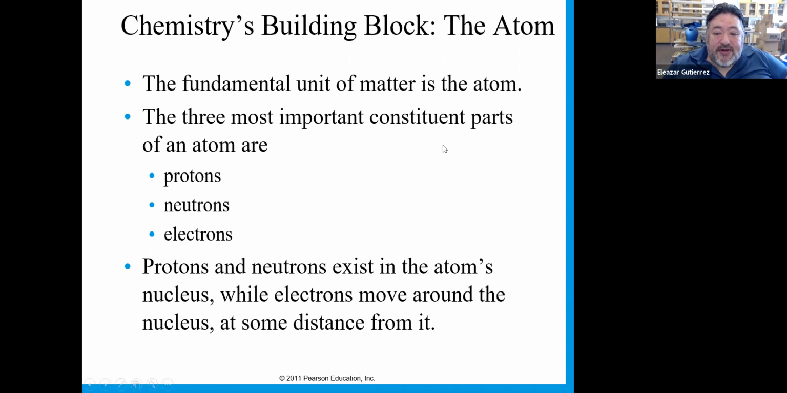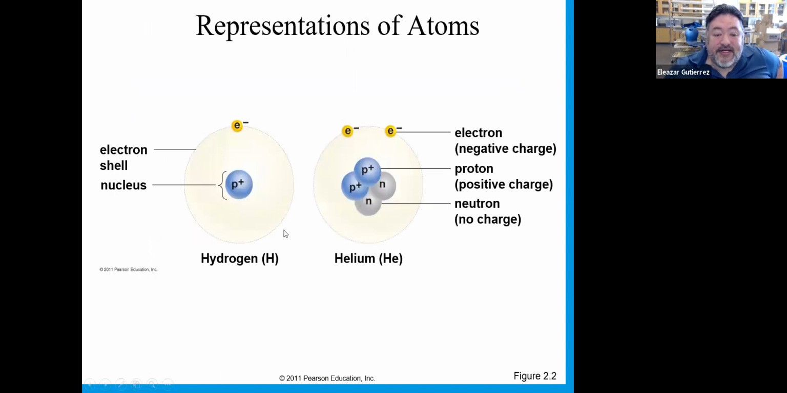The three most important constituents of the atom are protons, neutrons, and electrons. Protons and neutrons exist in the nucleus. Electrons travel around the nucleus, and they are responsible for chemistry. So here's an example. Here's hydrogen. Incidentally, I uploaded a periodic table to this module, so feel free to have that up or print that out. Okay, but here's hydrogen.